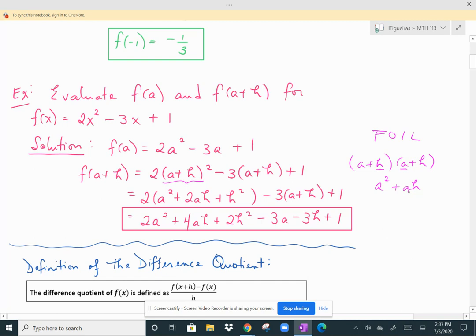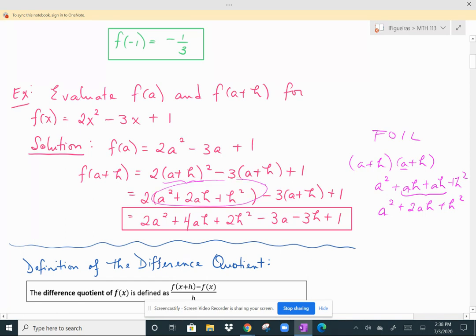Inner would be the inside terms, the ones closest to each other, so that's the h and the a. And h times a is the same as a times h. Then your last terms are the two terms at the end of the binomial, so that's the h and the h at the end of the other one. So I get h times h, which is h squared. But these two are like terms.